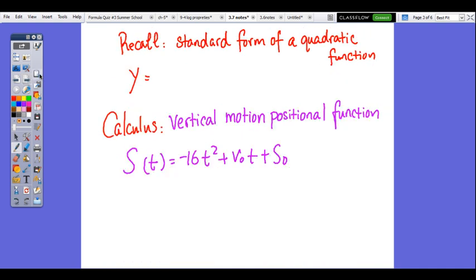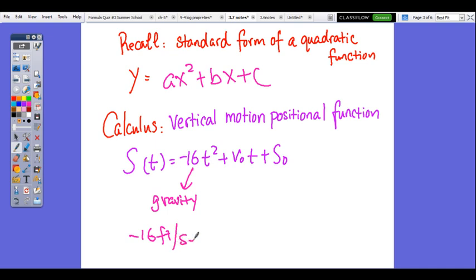So write out the standard form of a quadratic function: y equals ax squared plus bx plus c. Anytime you see a vertical motion position function, you see negative 16t squared plus v naught t plus s naught. Negative 16 is the gravity on Earth, which is negative 16 feet per second squared. And t is just the time. And then v naught is the velocity of the object, and s naught is the initial position or the initial height.